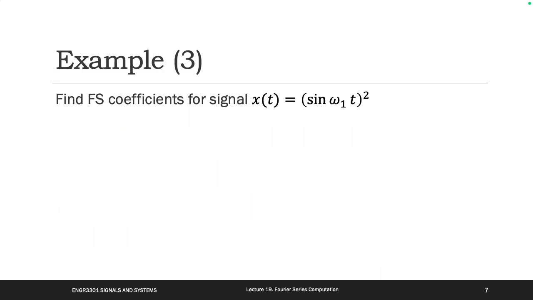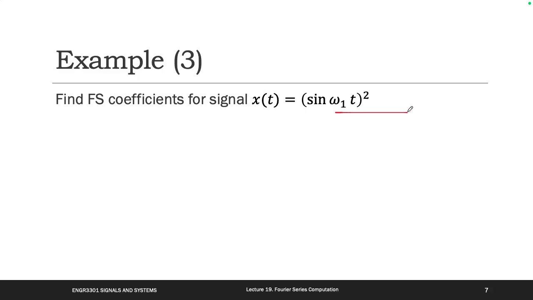And then let's talk about this one. For this one, find the FS coefficients for these signals. When you see these signals, what's the first thing you think about? We usually don't like the square. Yeah, we usually don't want the square thing. Square thing means complicated. So we just want to change it to remove this square. So how? You know?